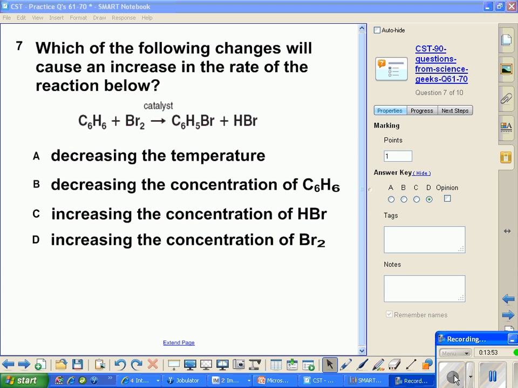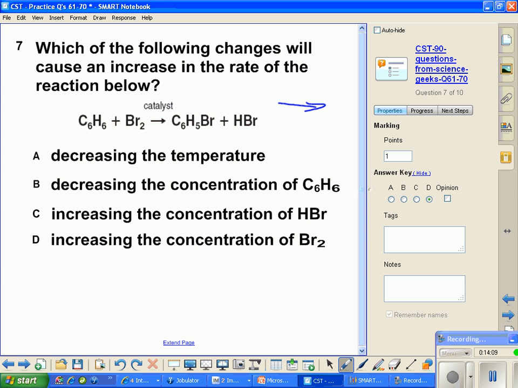In this question, we do have a Le Chat. Which of the following changes will cause an increase in the rate of the reaction? As Le Chat drives to the right, we want a right-hand shift going that direction. To get a right-hand shift, decreasing the temperature isn't going to do anything. This is a bogey, not good, because there is no exothermic or endothermic reaction. If it were exothermic, we'd have heat over here. If it were endothermic, we would have heat over here. We don't have either one.